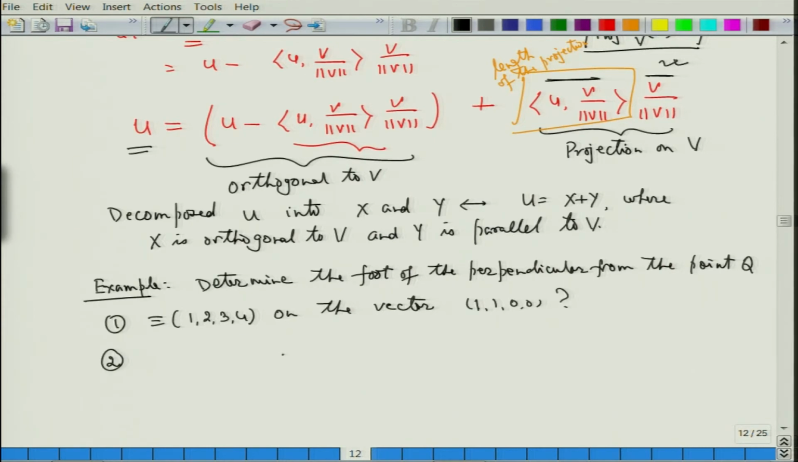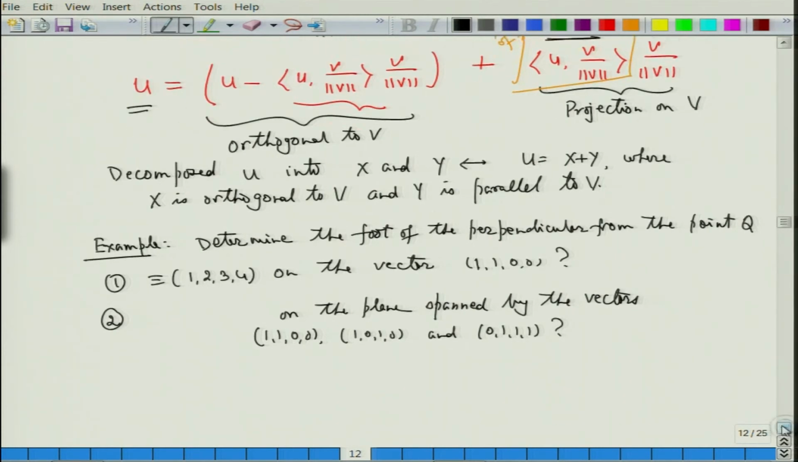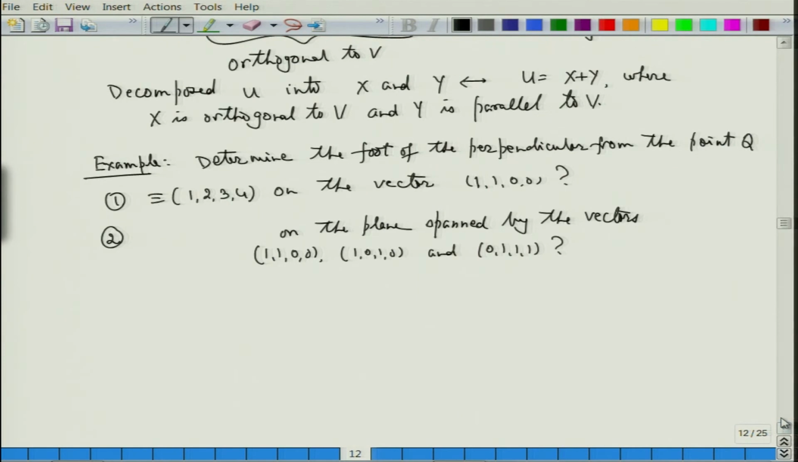Second is the same thing, but on the plane spanned by the vectors 1, 1, 0, 0, then 1, 0, 1, 0 and 0, 1, 1, 1. So these are the two questions that I would like to answer. All right, and then end this class with some ideas. All right, so let's try that out. So I'm looking at determine the foot of the perpendicular from the point Q, which is this, on the vector this.